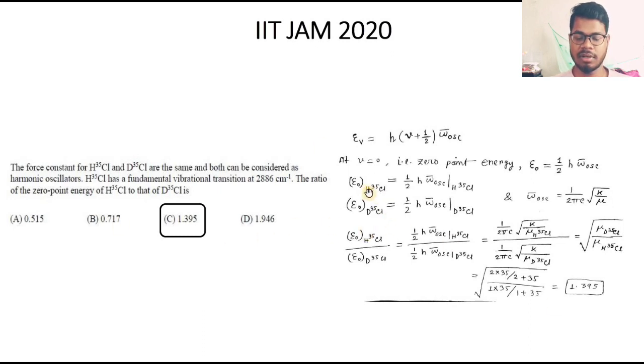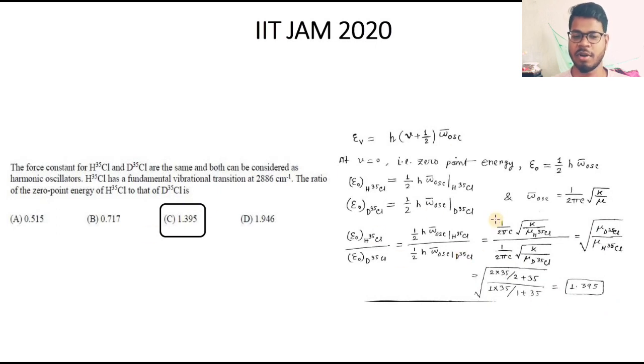Now I am just comparing all these things. Epsilon 0 for 35Cl and epsilon 0 for D35Cl. I have put all these values, half h, then omega over osc. After putting the values, they have already told you that the force constant will be the same, so k will cancel, and I will get only these values. After putting mu, that is m1 m2 by m1 plus m2, the reduced mass equation, and calculating, I will get 1.395, so this option will be correct.